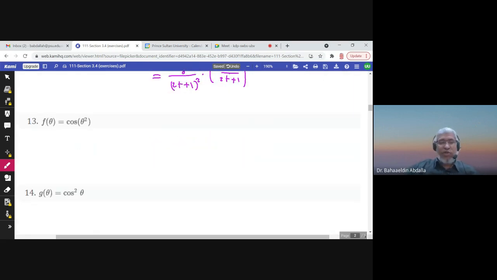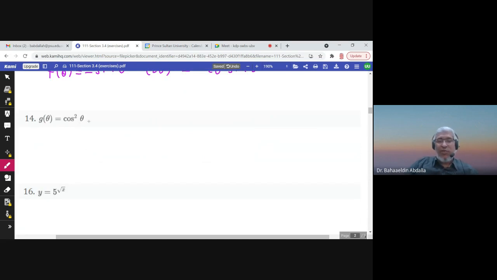Another function, what is the inner function here? Theta squared. So f prime of theta is the derivative of the outer function, the derivative of cosine. The derivative of cosine is negative sine, and then we multiply by the derivative of theta squared, which is 2 theta. So I can write the answer negative 2 theta times sine theta squared.